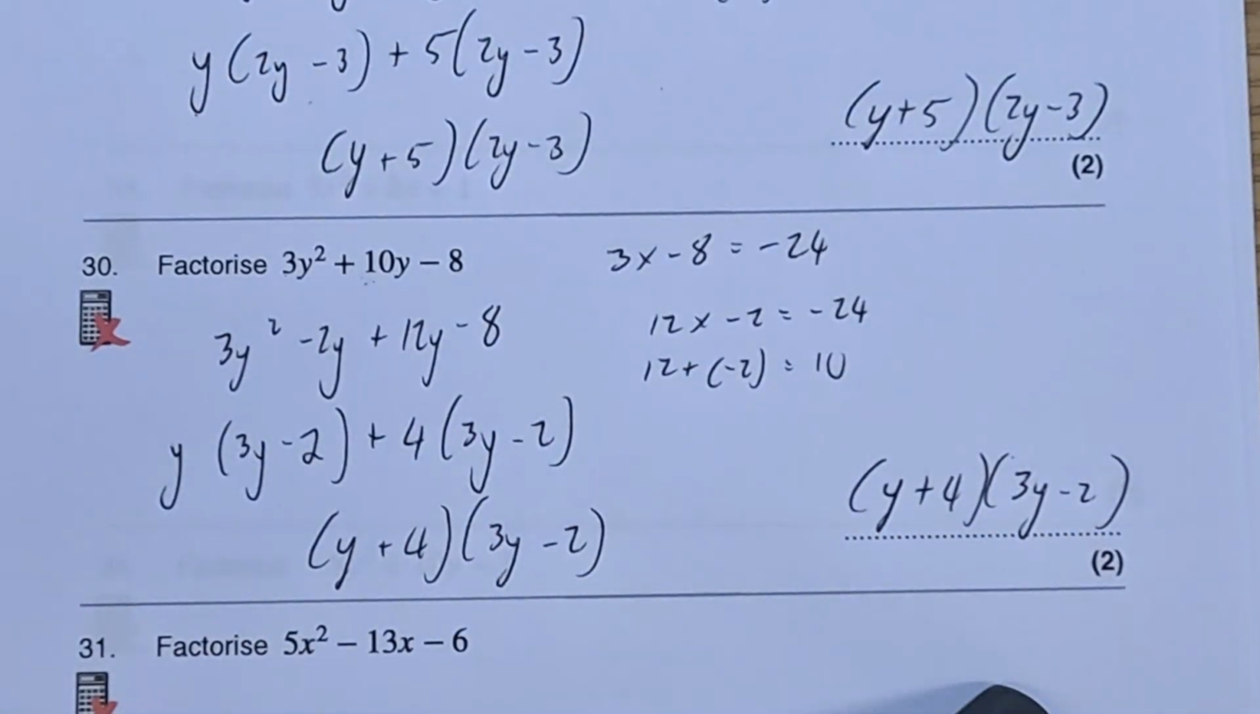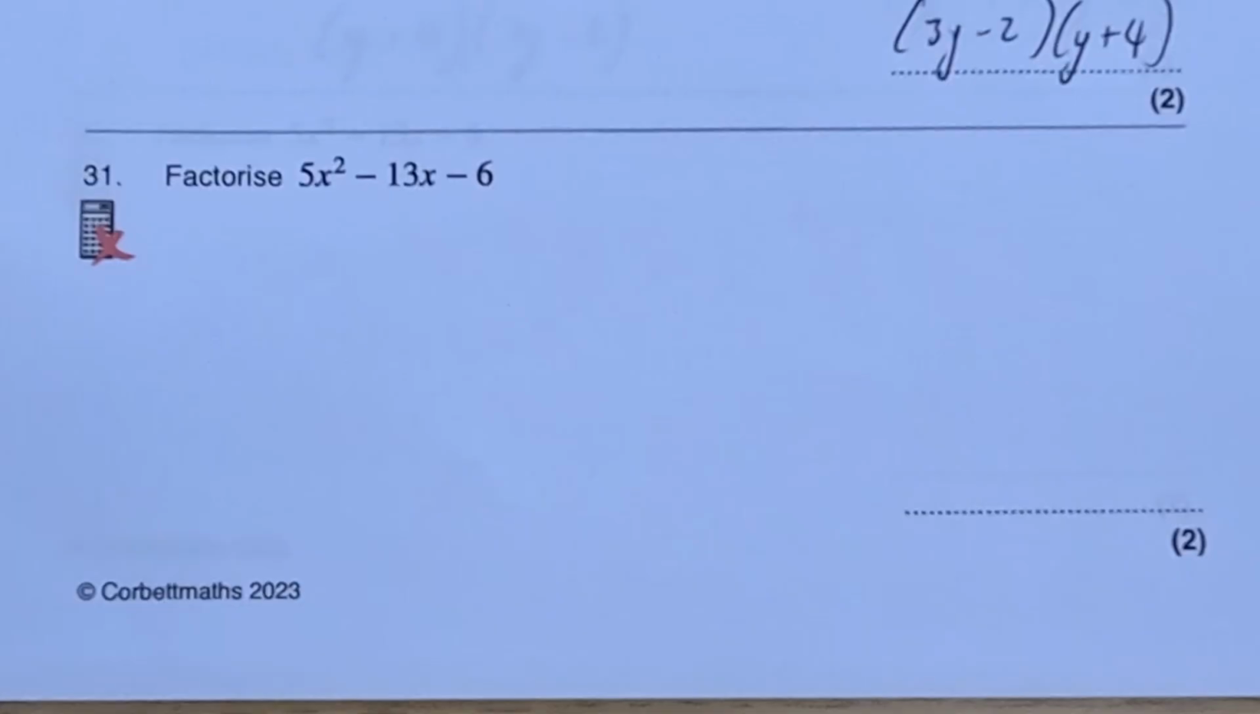And that's it. Okay, let's have a look at our next question, question number 31. So question number 31, we've been asked to factorize 5x squared minus 13x minus 6. Okay, so let's start off by using inspection.